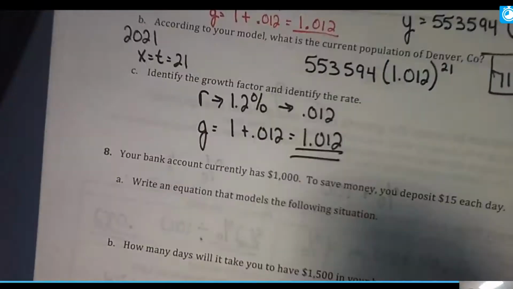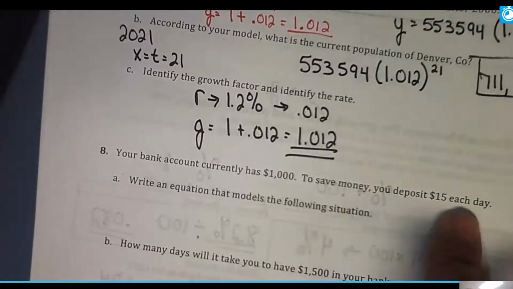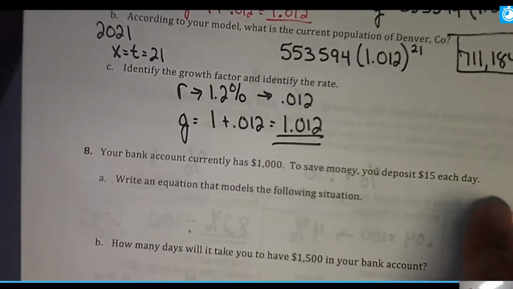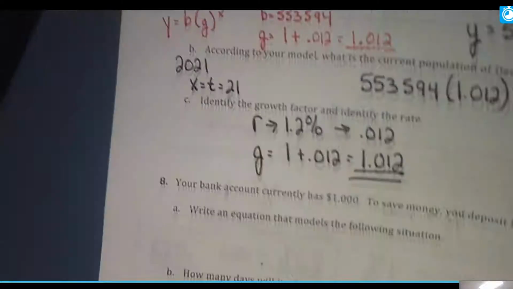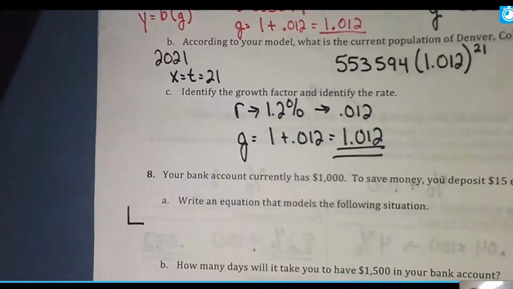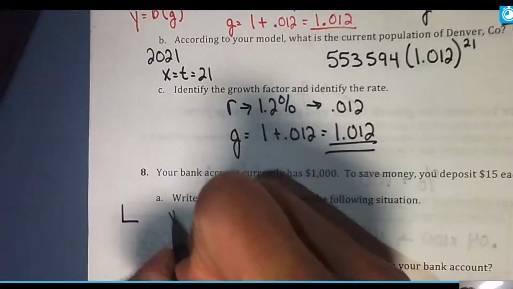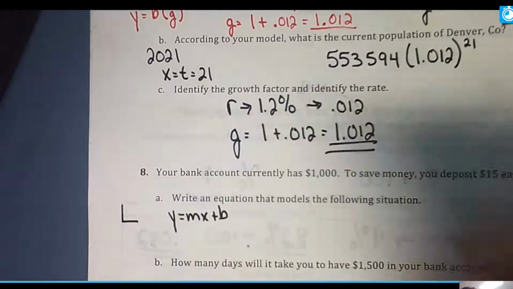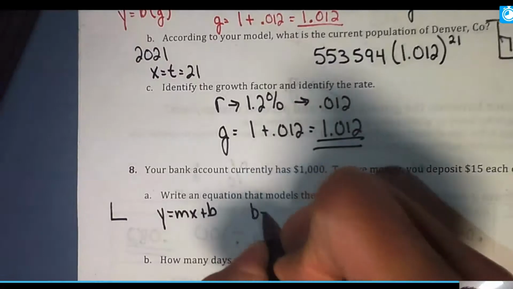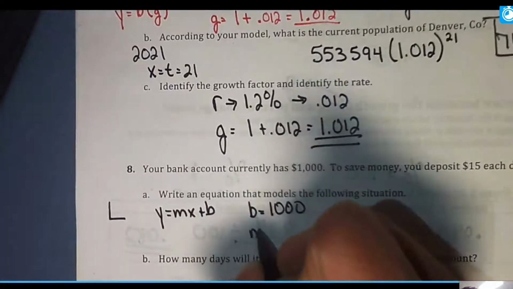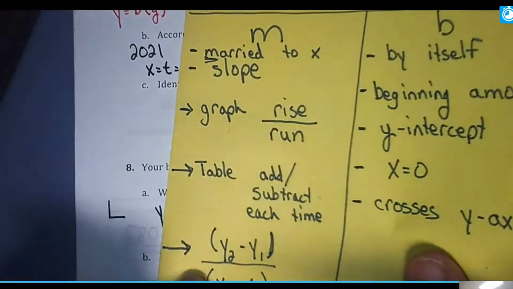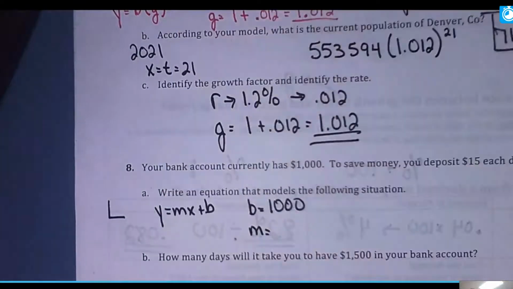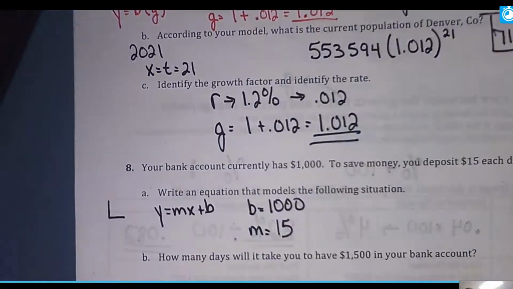Your bank account currently has $1,000, and to save money, you deposit $15 each day. So you start with 1,000, then 15, 15, 15. Since this is adding 15, this is going to be a linear format, so I'm going to put an L for linear over here. Again, I'll be filling in the format of y equals mx plus b, and I always start with b. What was my beginning amount? That was 1,000. And m, if we look at the m side of our cheat sheet, is the amount that you add or subtract each time. So m is the 15, and it stays positive because we're adding.